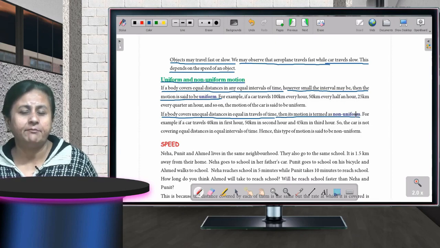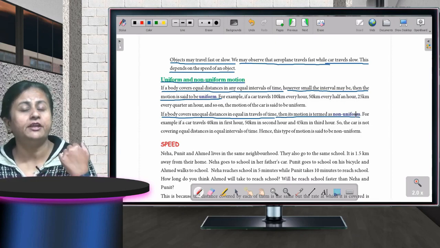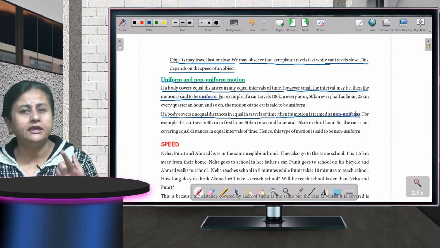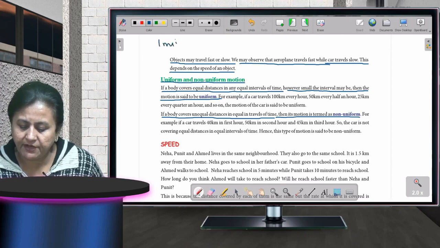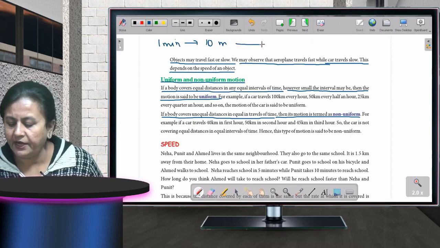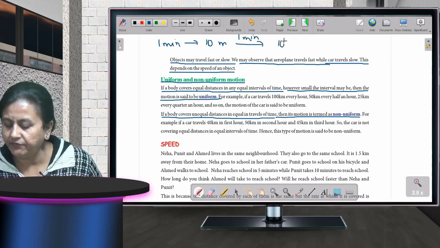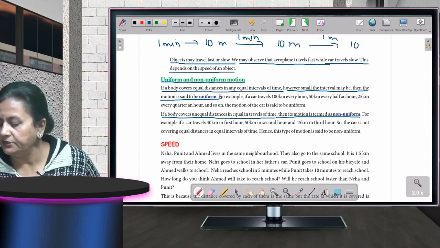I'll give you an example. Suppose I walk 10 meters in 1 minute. First, in 1 minute, I am covering 10 meters. Now again within 1 minute, I am again covering 10 meters. Again in 1 minute, I am covering 10 meters.